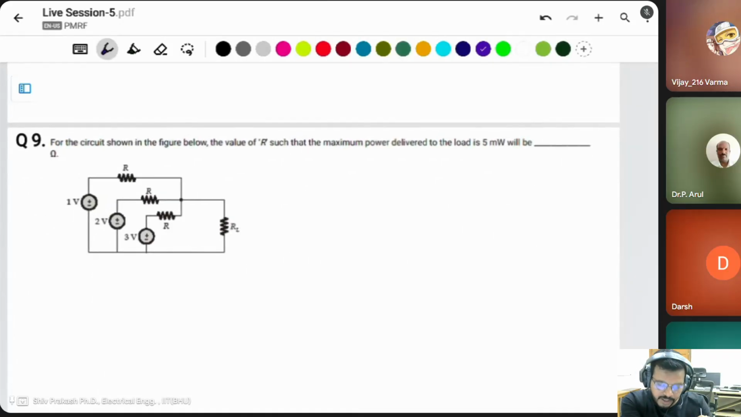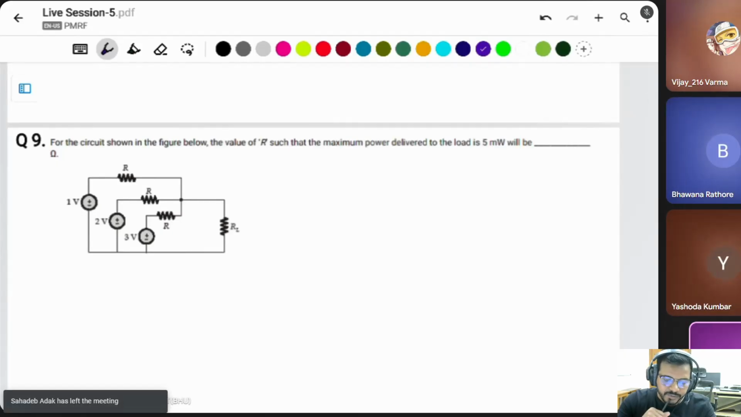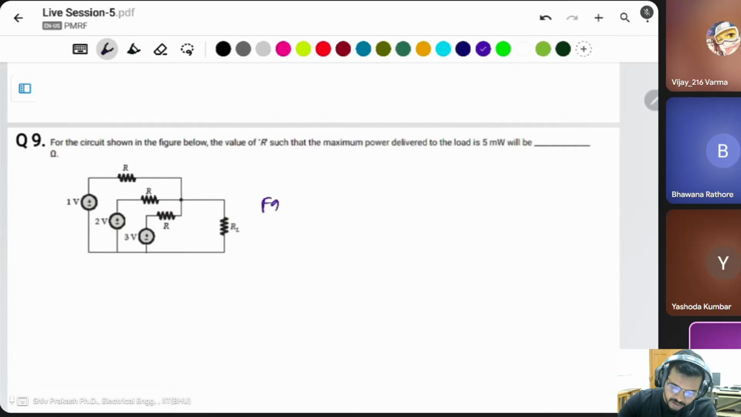Next question. For the circuit shown in the figure below, find the value of R such that the maximum power delivered to the load is 5 milliwatt. In such cases, simply find the V TH and R TH. For R TH, simply remove the voltage source, which will be short circuited, and all three resistors are connected in series. Sorry, in parallel.